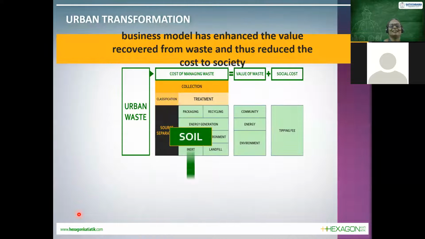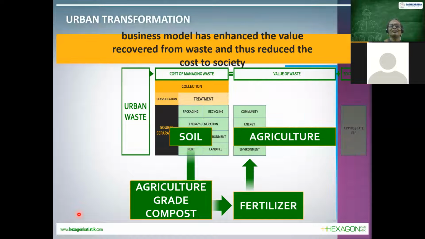Okay, so you all have seen this urban transformation, how it is happening. Soil, all this we were saying now. First, I have shown you urban transformation, the same PPT: packaging, recycling and all that, agriculture-grade compost, fertilizer, and then it will be used for agriculture. So you people understand that this is the way they convert it into a business model. They were saying how the waste is converted for the society for further usage, the value of waste. It is converted in terms of environment protection, energy, and for community. So they were saying, on the cost of managing waste, you are supposed to generate value from the waste.